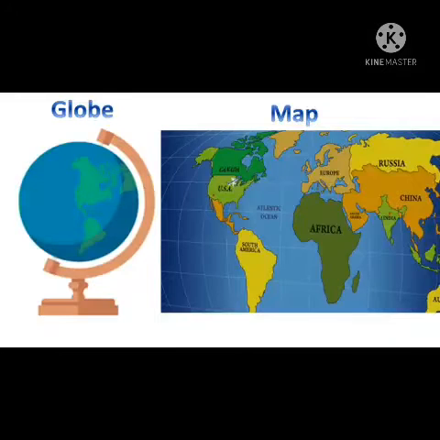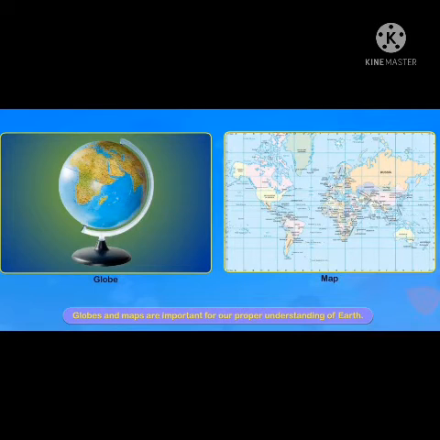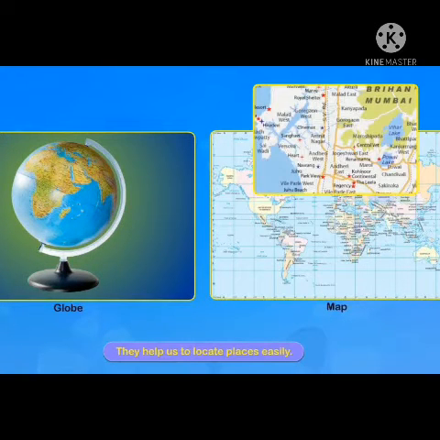For identifying places on the earth's surface, we need globes or maps. Globes and maps are important for our proper understanding of earth. They help us to locate places easily.